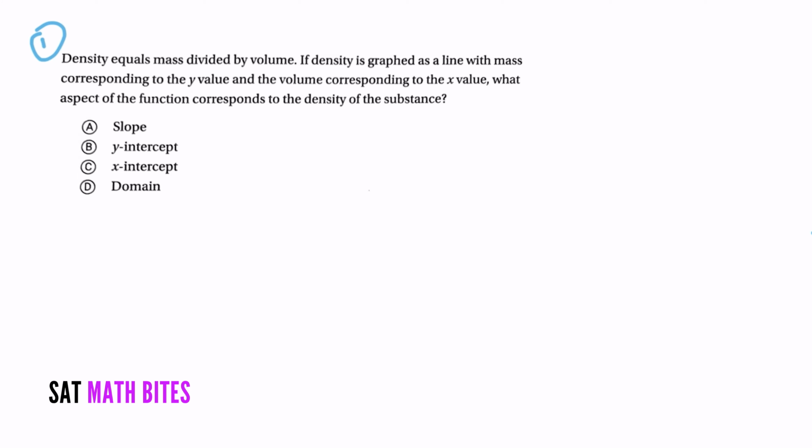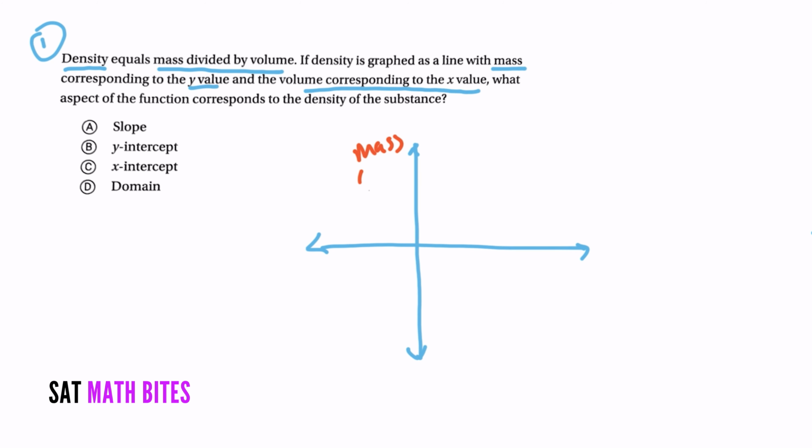On problem number 1, they give us a definition that density is equal to mass divided by volume. And it says that mass relates to the y value and volume corresponds to the x value. So if you kind of imagine a graph, we would have mass, which is the y value, and then we would have the volume, which represents the x value.